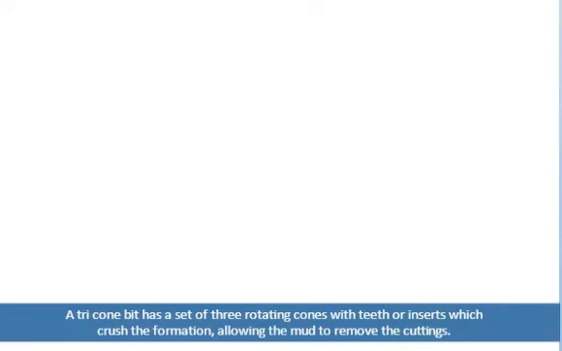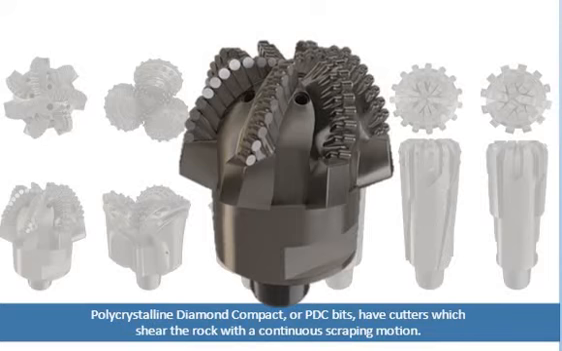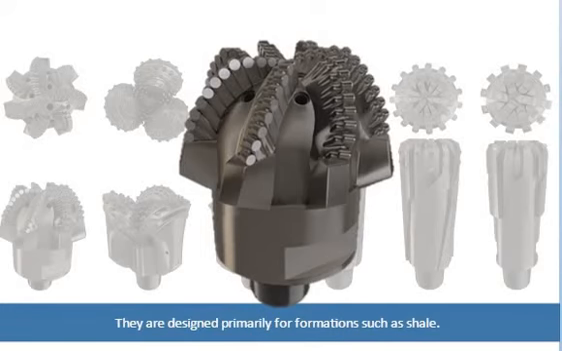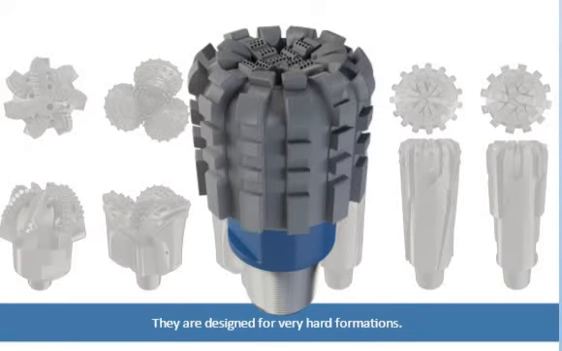A tricone bit has a set of 3 rotating cones with teeth or inserts which crush the formation, allowing the mud to remove the cuttings. They can be used in soft or hard formations, depending on the teeth or inserts used. Polycrystalline diamond compacts, or PDC bits, have cutters which shear the rock with a continuous scraping motion. They are designed primarily for formations such as shale. A diamond bit uses industrial-grade diamonds to simply grind away the formation. They are designed for very hard formations.